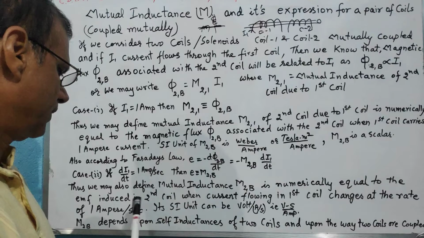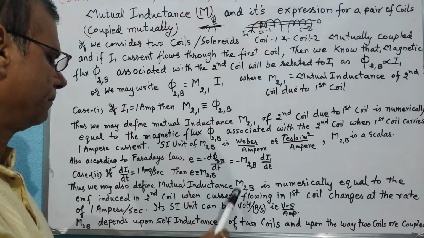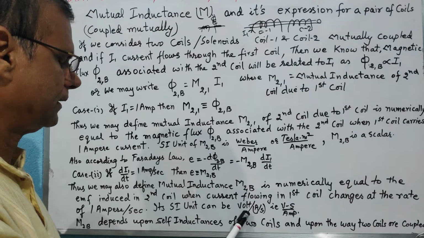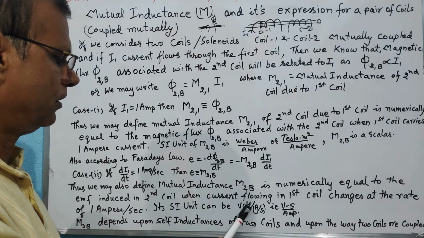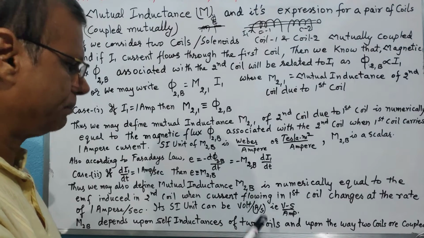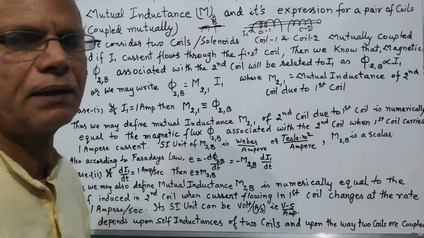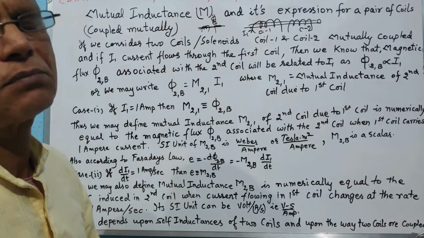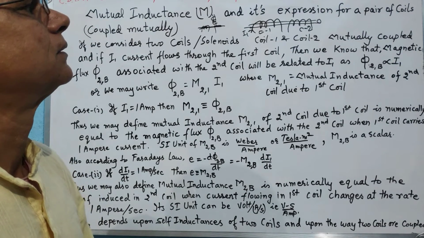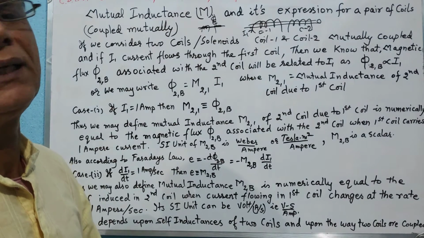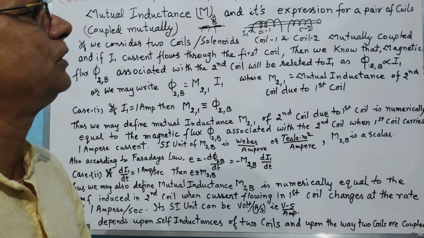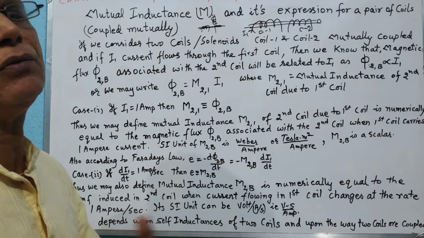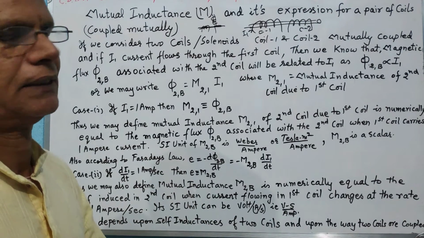So from this expression, the SI unit of mutual inductance could also be given by voltage upon ampere per second, that means volt second per ampere. Now we have already discussed that the mutual inductance of a pair of coils will depend upon their individual self inductances and the manner in which they are coupled with each other.